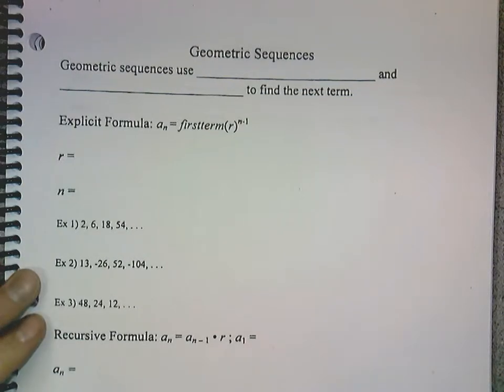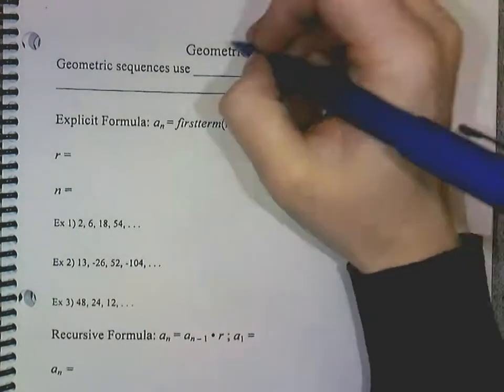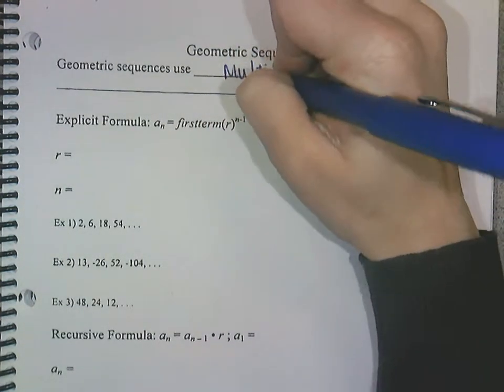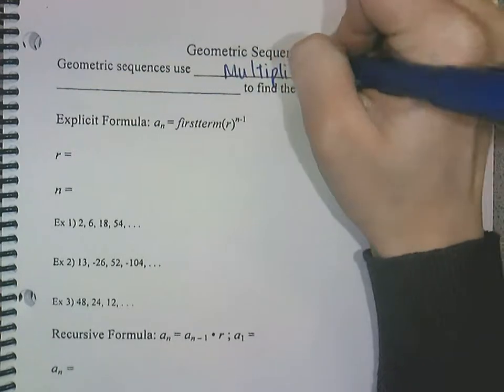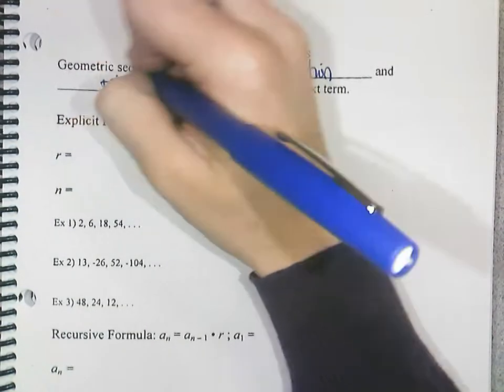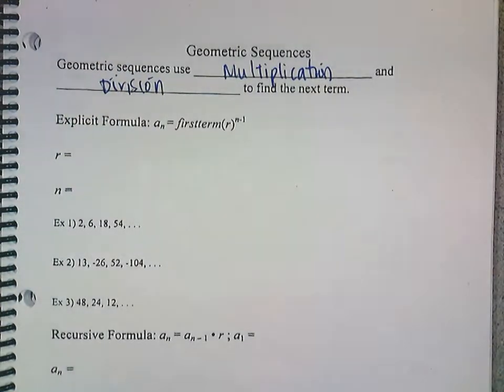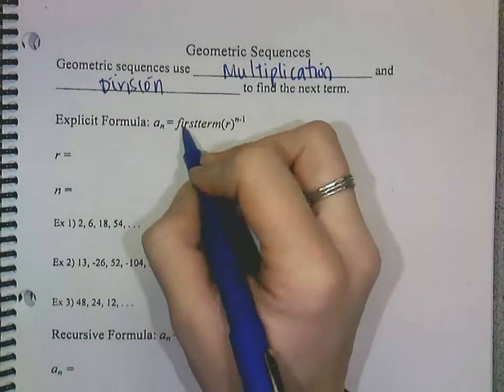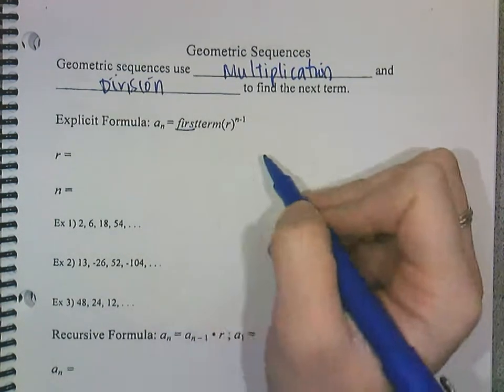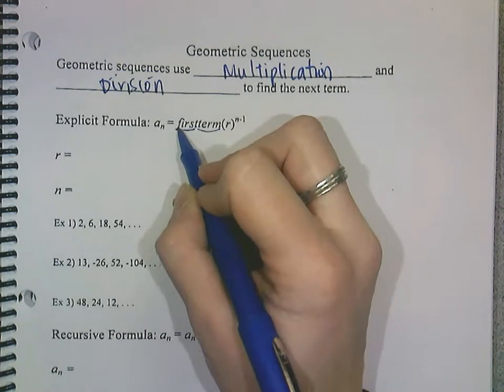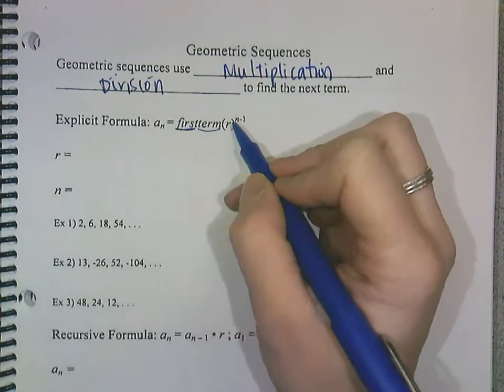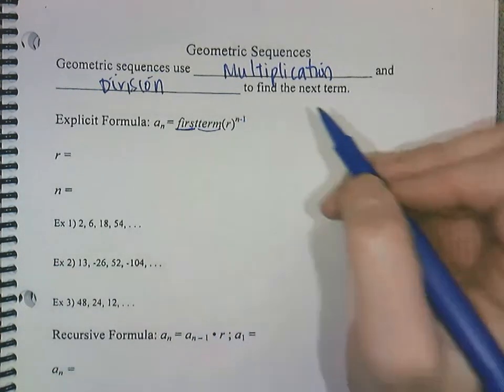Hey guys, this video is talking about geometric sequences. So geometric sequences use multiplication and division to find the next term. The formula is a sub n equals the first term, a sub 1, times r to the n minus 1.